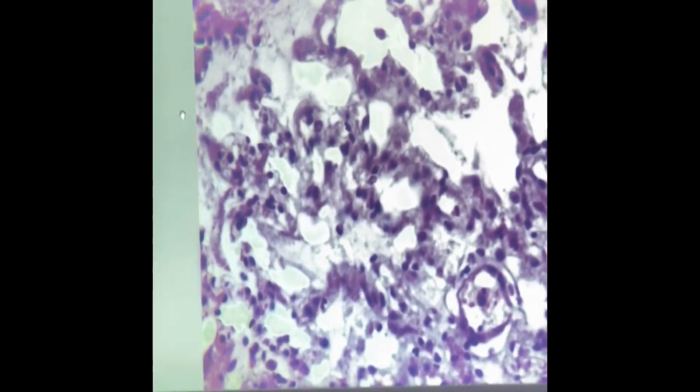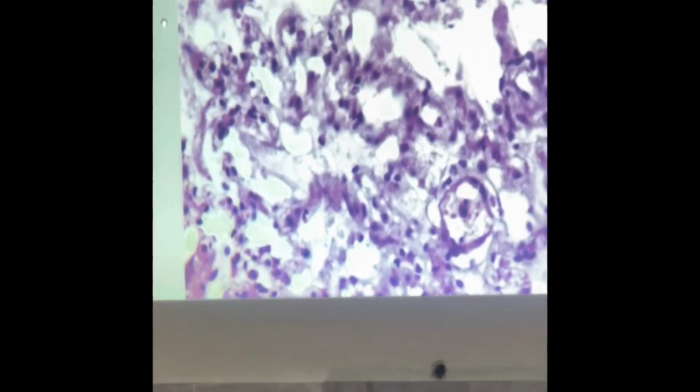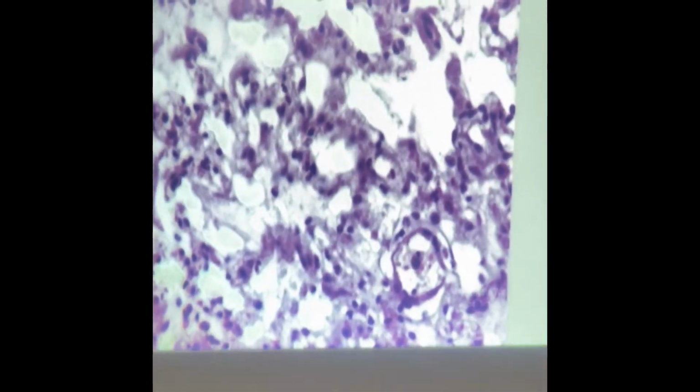What about the causes? Why do we have a pulmonary hyperemia and edema? What about the causes?